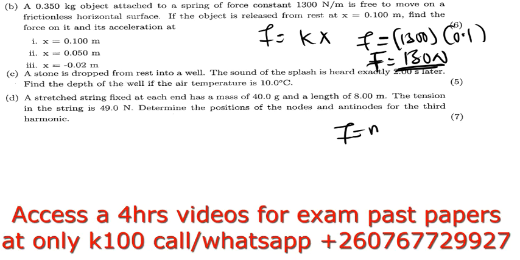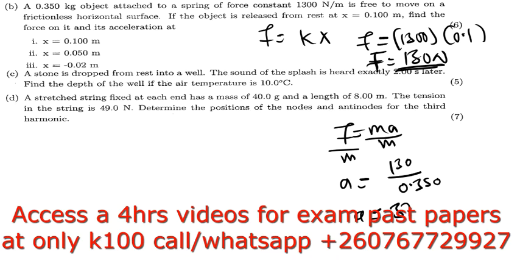Now, when the force is 130 newton, what will be the acceleration? Force is equal to mass times acceleration. I want to find the acceleration, so I divide both sides by mass. Acceleration is equal to the force, 130, divided by the mass, 0.350. Our acceleration for the first part is 371.43 meters per second squared.